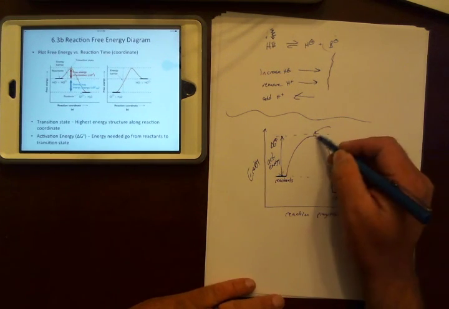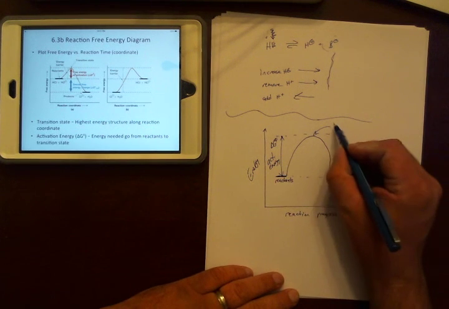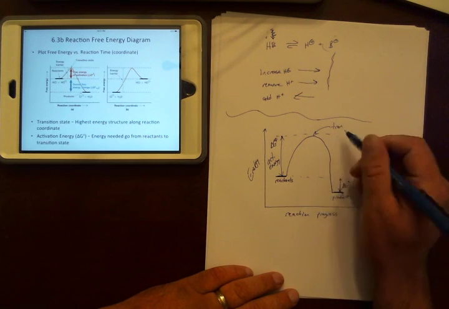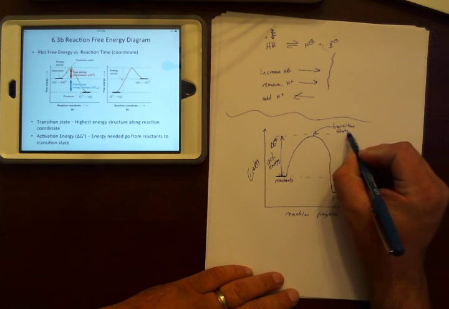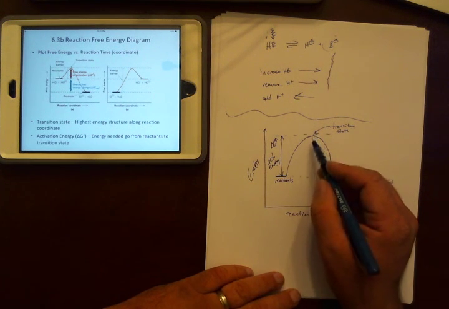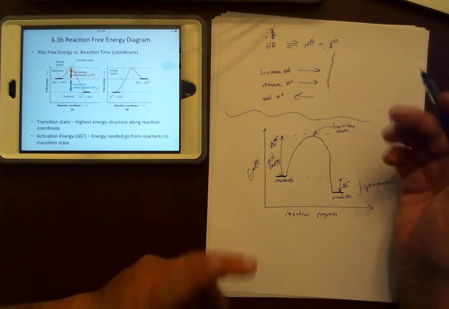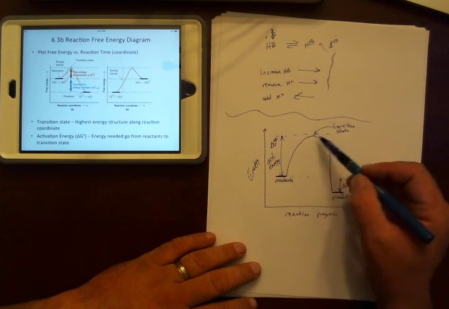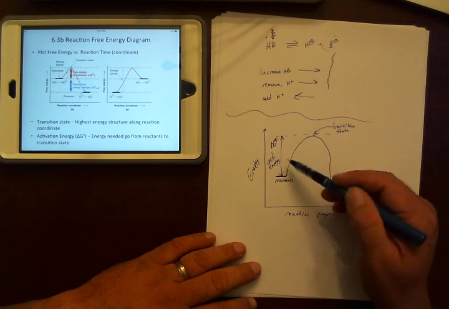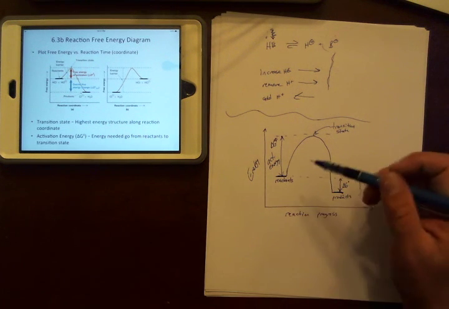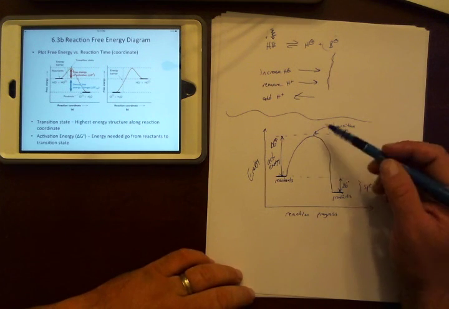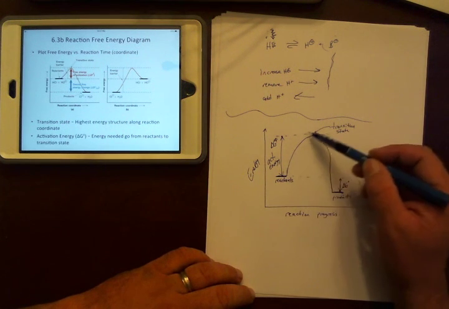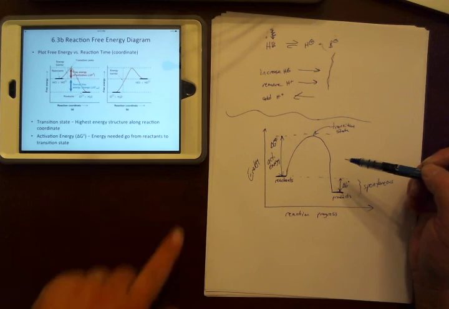And then this highest peak, that's called the transition state. We'll talk more about that later, but that's the highest part of the energy. It's not something that you can isolate. We have to do quite a bit of work to figure out what that probably looks like. But it's the highest energy species that exists in the reaction. And the hump that it has to get over, that's the activation energy.